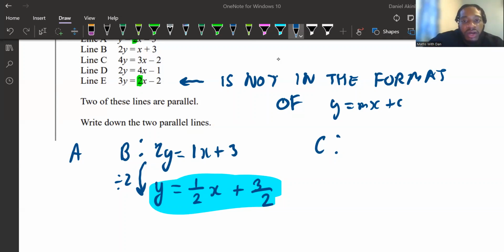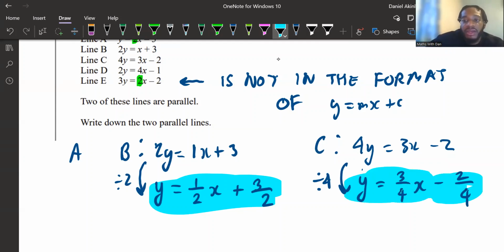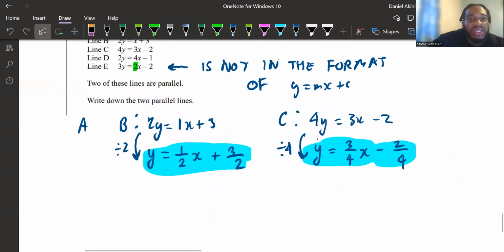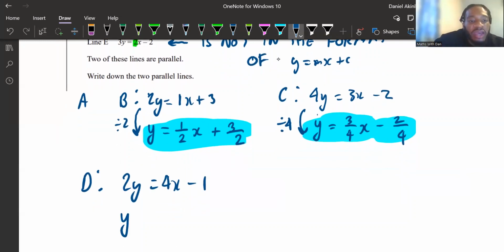Yeah. So now this one, line C, we've got 4y is equal to 3x minus 2. So therefore, we need to divide by 4. So it would become y here is 3 over 4x minus 2 divided by 4, which is the same as 1/2. But I'm just going to leave it like that for now, just so you guys can see the structure, divided by 4. And this is the next line. And then for D, we can see that it's 2y is equal to 4x minus 1. And then if I divide by 2, I get y equals 2x minus 1 over 2.